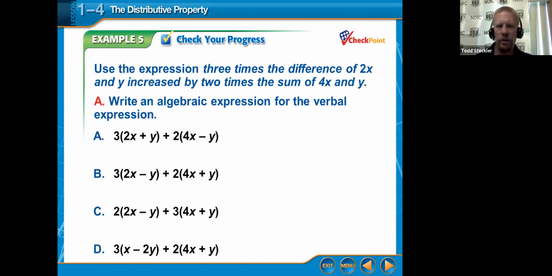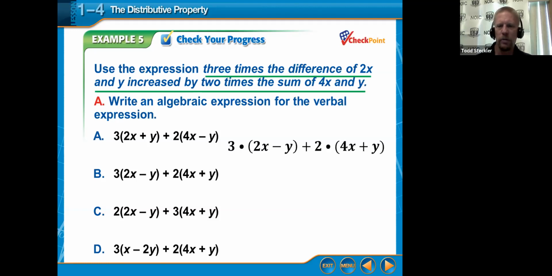Use the expression 3 times the difference of 2x and y increased by 2 times the sum of 4x and y. So this is reviewing some information we've had in previous lessons. The important words are underlined in green here. So 3 times 2x minus y plus 2 times 4x plus y. Let's see why this comes out to be.